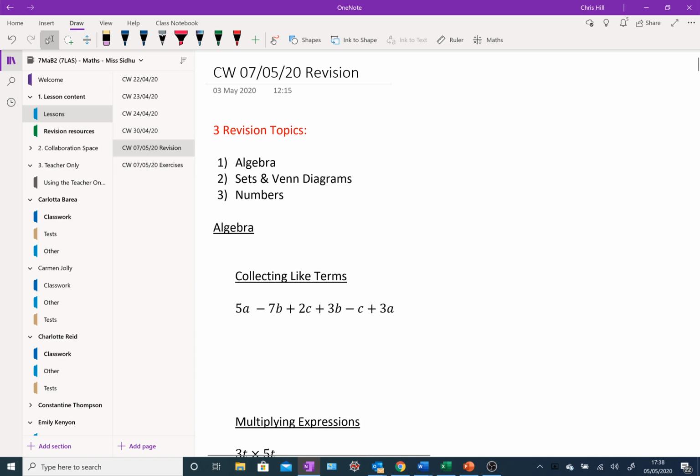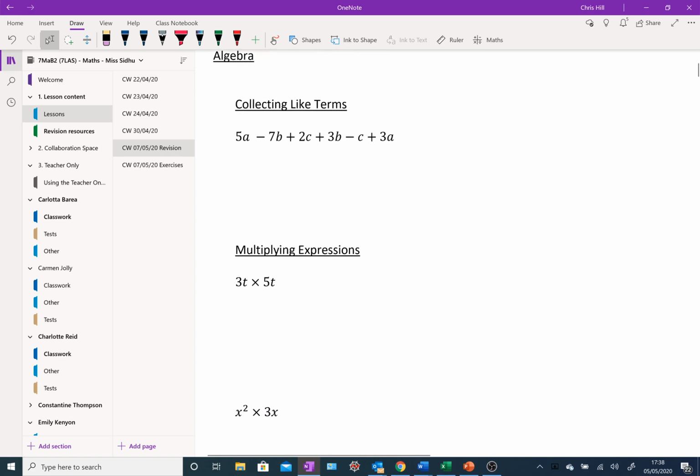Okay, so the first topic, algebra. Pretty broad topic, but this is a topic we've done fairly recently, so we're going to be galloping through fairly quickly with a minimum of explanation, as this is just a revision class. Okay, so collecting like terms.